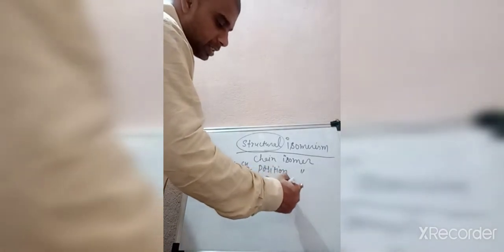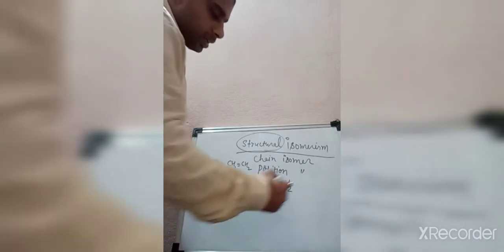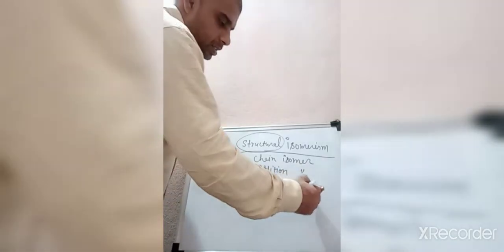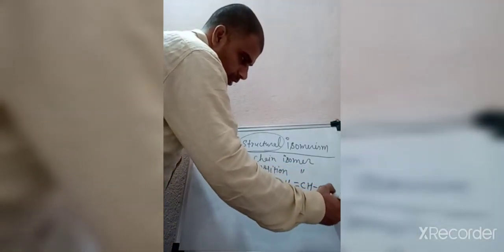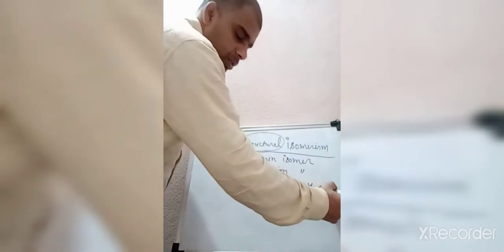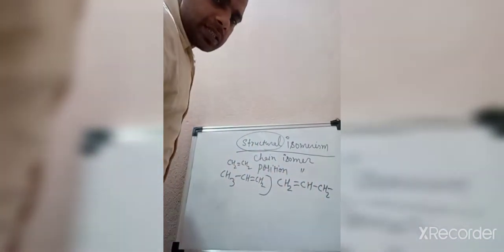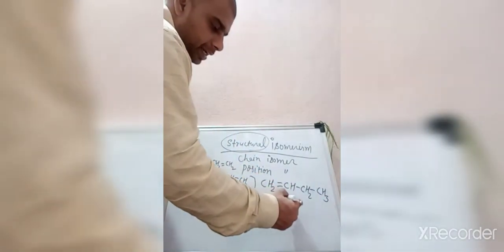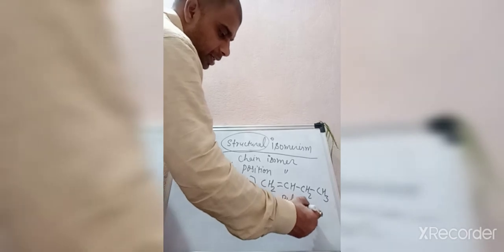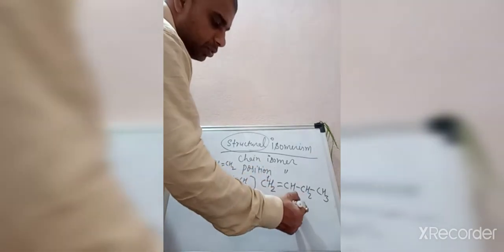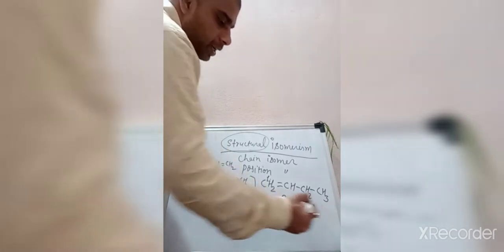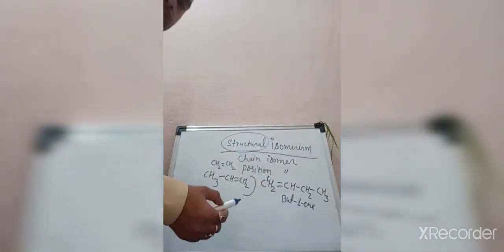Here I have written CH2 double bond CH single bond CH2, and then at the terminal position we can write CH3. So this is butene, and in this butene the double bond is at the very first position, so you can write but-1-ene.